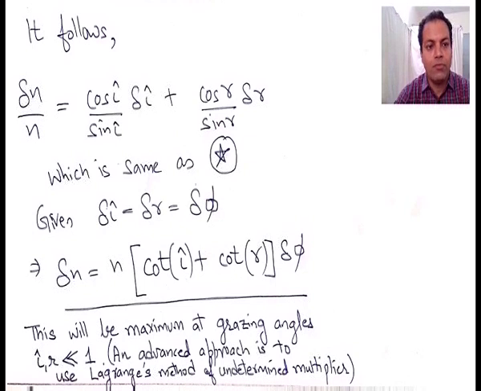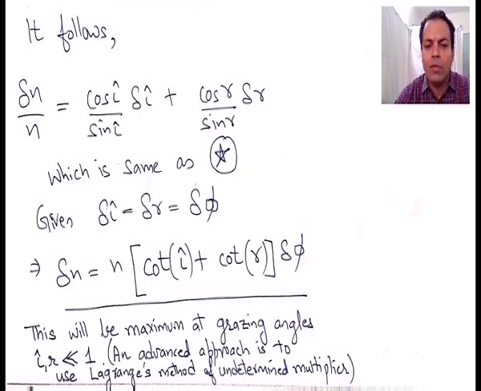So it follows that delta n upon n will be cos I delta I upon sine I plus cos R delta R upon sine R, which is the same as the expression star that we derived before. Now noting that the uncertainties in the incident angle and the refracted angle are both the same and both are equal to delta phi, I can write the uncertainty in the refractive index delta n to be equal to n times cotangent I plus cotangent R into delta phi.